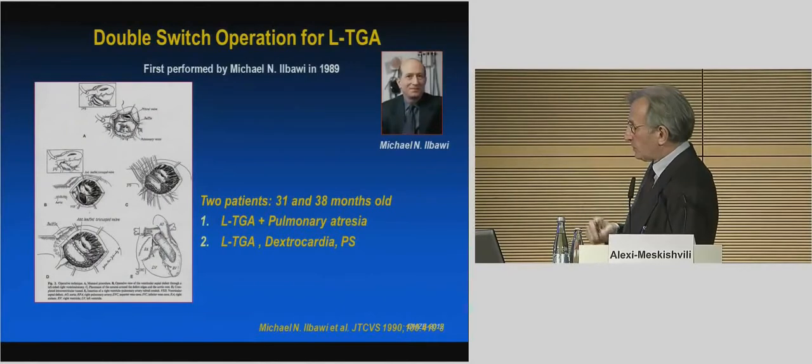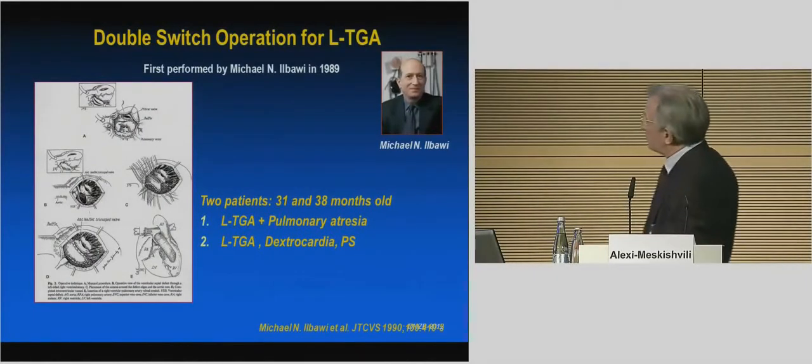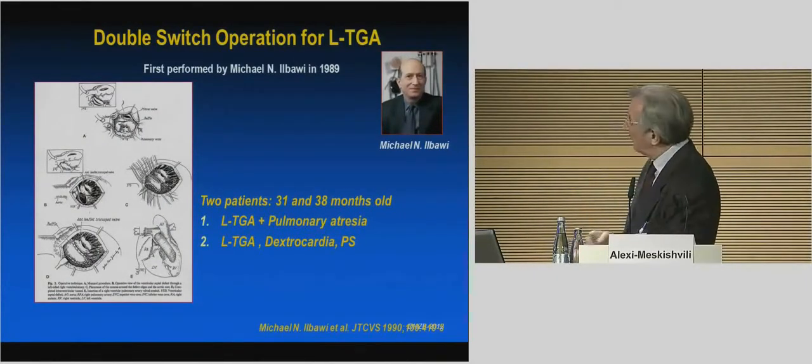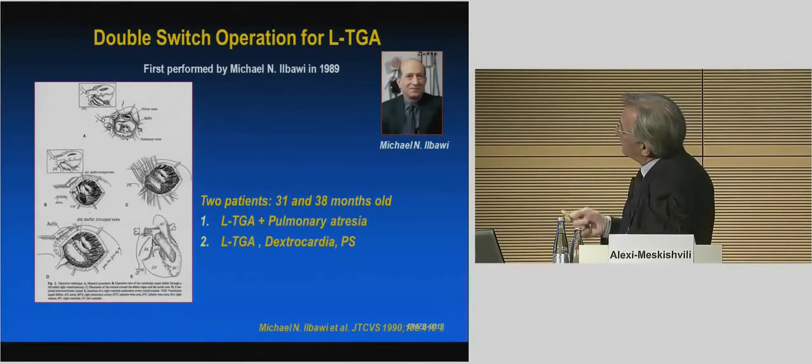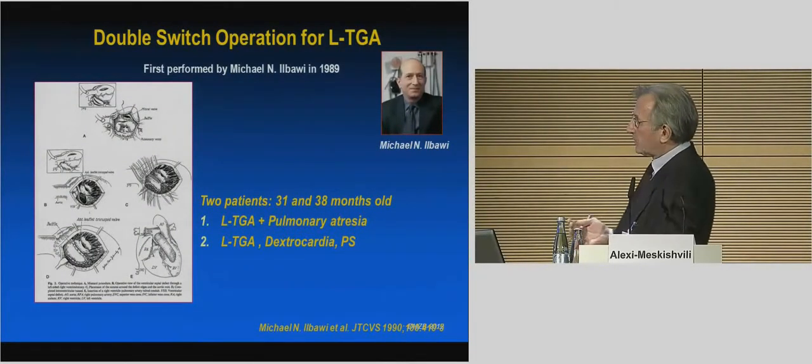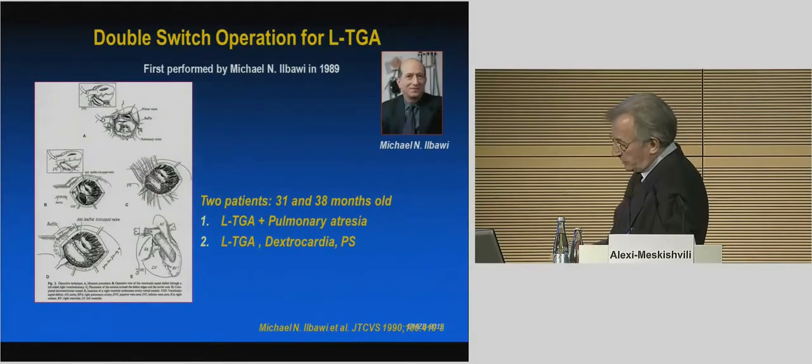I already showed his experience with the switch. This is the first illustration of the double switch operation in 2 patients, aged 31 and 38 years, with L-TGA and pulmonary atresia, and with L-TGA, dextrocardia and pulmonary stenosis. Very difficult patients. He was successful. I told you already he was a brilliant surgeon. Everybody knows that Ilbawi was one of the best surgeons in the United States at that time. And this is the illustration.